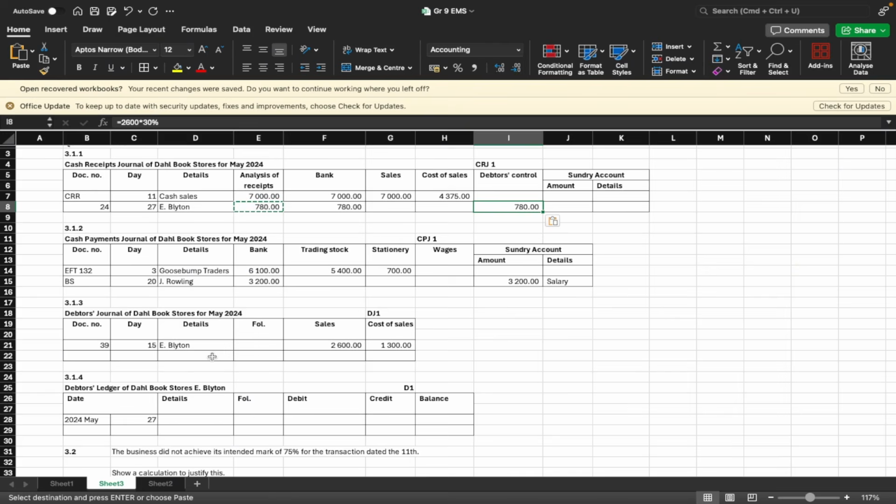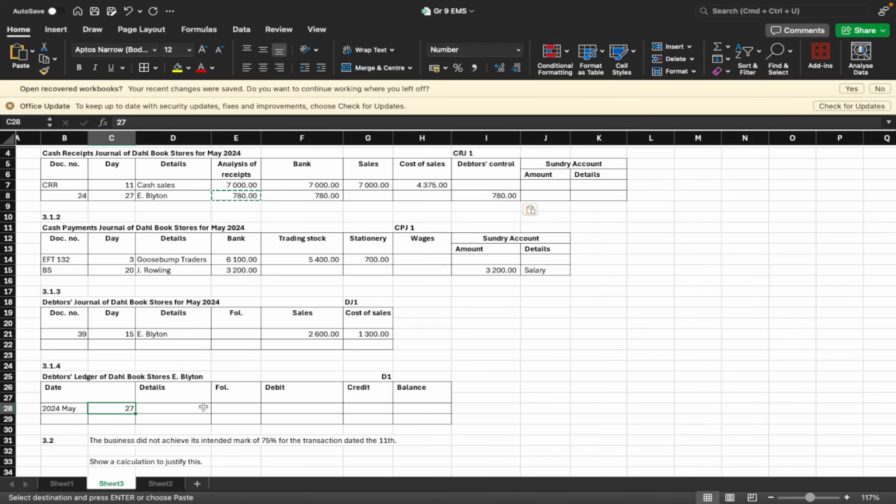And now let's go to the debtors journal. Again, everything is going to be exactly the same. We're given the date here, 2024 May the 27th. That was in the answer book already. And the detail here is not the name of the person who paid us, in this case E. Blayton, because that's the name of the ledger. Okay, debtors ledger for E. Blayton. And so you don't repeat the name of the person who paid you, because that's the name of the ledger. It's his name.